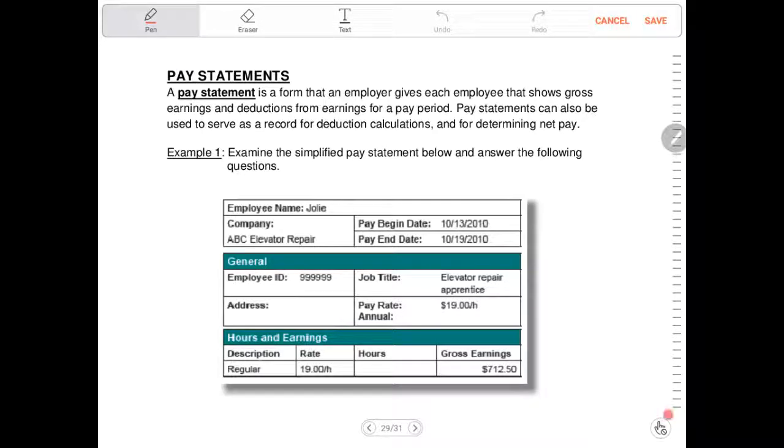We've reached the conclusion of this unit with one final lesson, which is on pay statements. This is something that all of you will experience when you are working for a company or employer. You will be given a pay statement, which basically is a record of how much you were paid for a certain pay period or certain dates. And it also shows crucial information about your name and your address and so on and so forth.